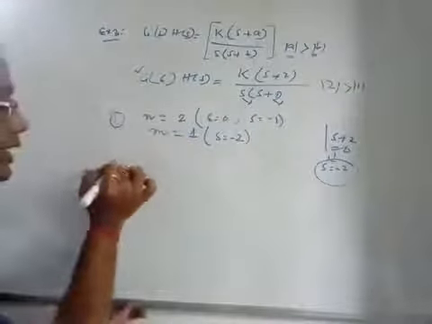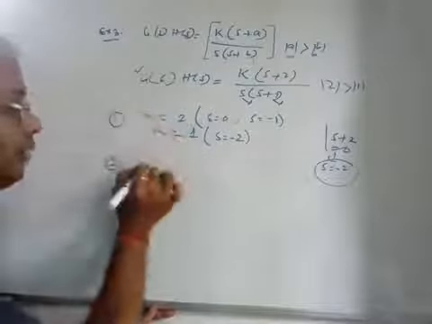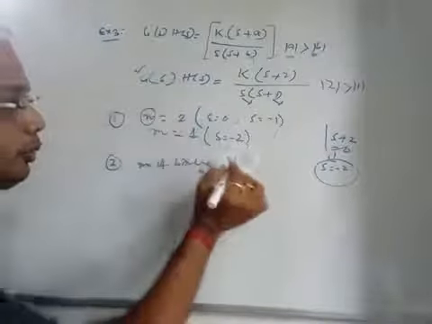Next step is, what is the number of branches available? So the number of branches is equal to the number of open loop poles. So 2.